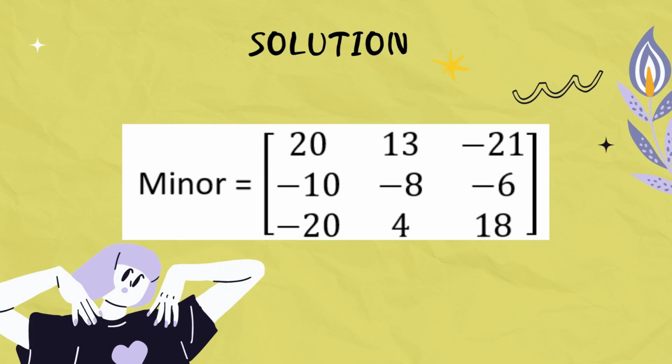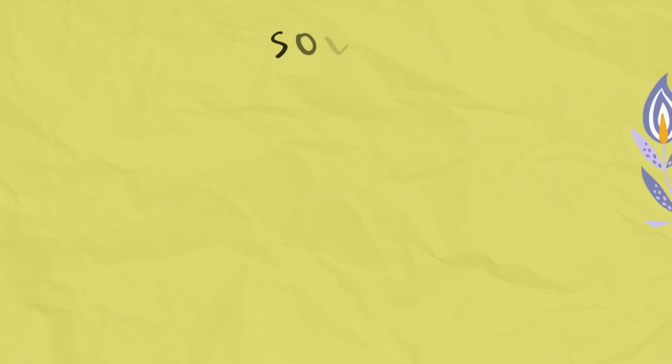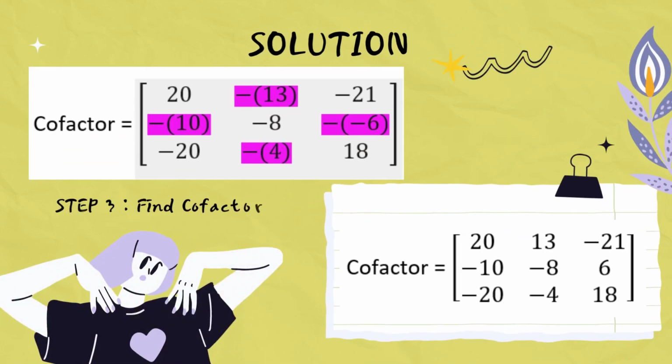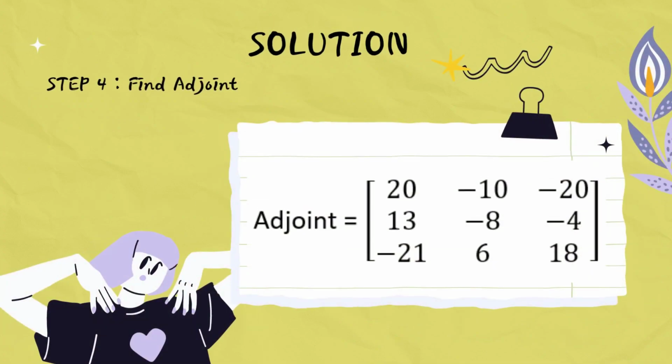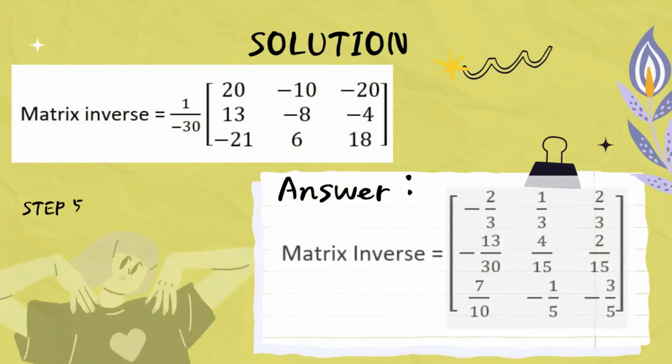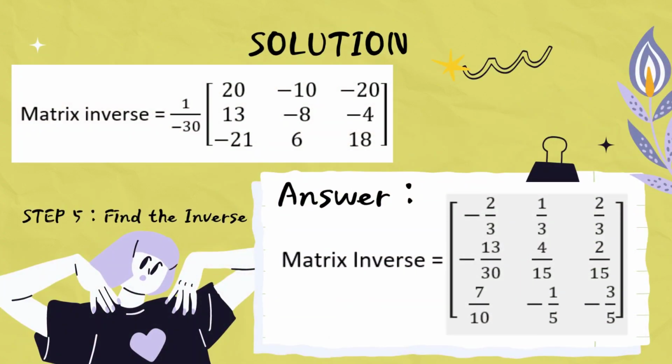So after you get all the answers for minor, you have to write it down like this. As you guys know, to find cofactor, you have to put negative in front of B minor, D minor, F minor, and H minor. As you can see in the slide, there is the answer for the cofactor. The next step, you have to find the adjoint. As you guys know, if you want to find the adjoint, you have to rotate the column from the cofactor. You can see in the slide for the answer.